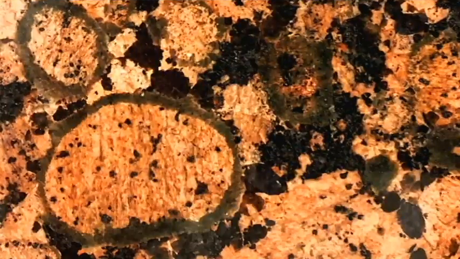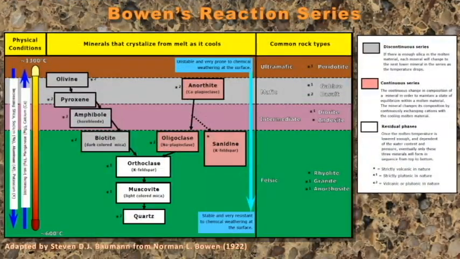And it looks kind of granular. I mean, if I just showed you this picture of this Rapakivi granite, you might think it's a conglomerate or something like that. And it's not, it cools from a melt. And we can determine these things in the lab. We can melt rocks and watch what minerals form, like Bowen's reaction series, which I've talked about before, so I'm not going to get into it again. But you can look at it here if you want to.